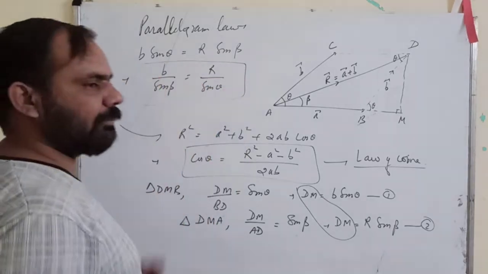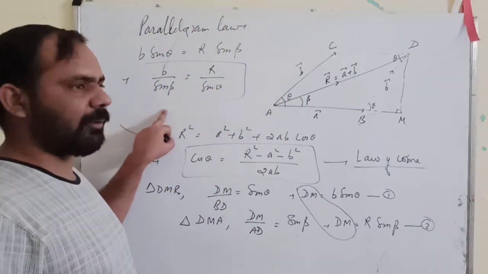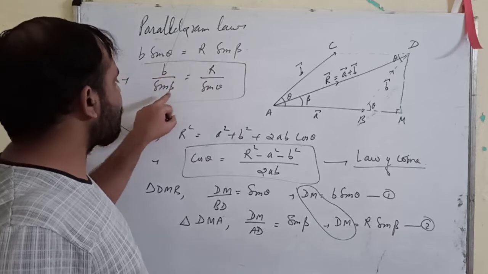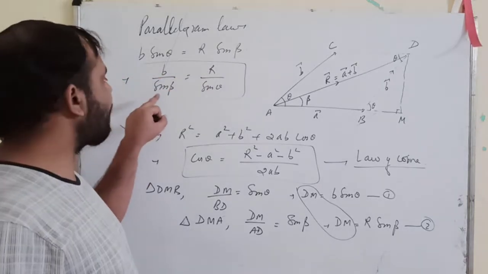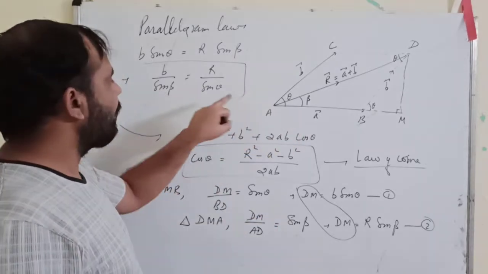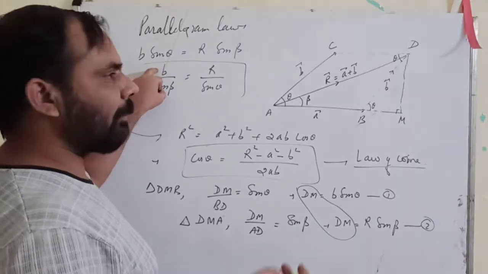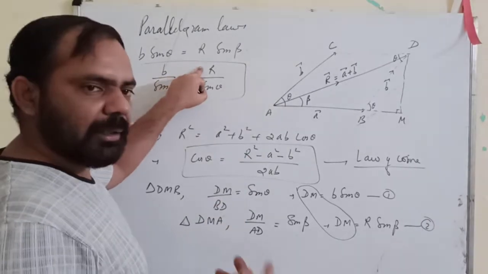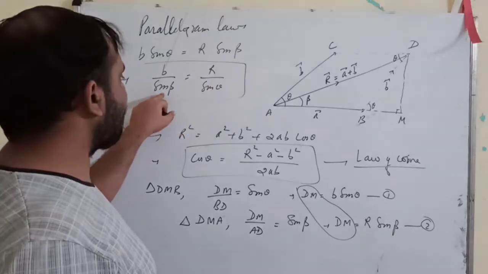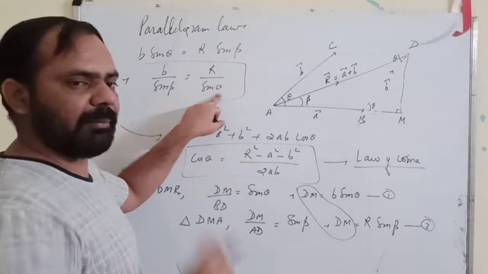Can you have this relation? Okay. So this is another important relation between the magnitudes of the vectors and the different angles. Beta is the angle made by the resultant with A vector. Theta is the angle between the vectors. So this is the relation between the magnitude of the second vector, the resultant vector's magnitude, and the sine ratio of the angles between the resultant and A vector and B vector.